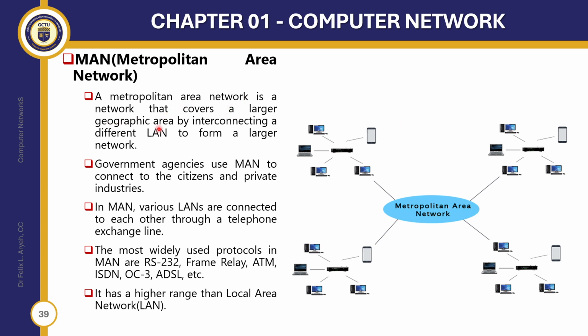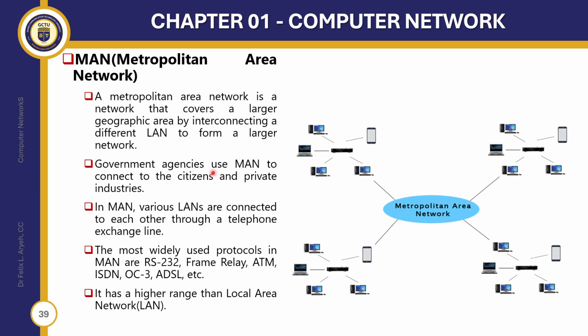Of course, geographical area is key when we try to explain or get to know the type of network that we're working with. A metropolitan area network is a network that covers a larger geographical area. For the PAN, it was just 10 meters. For the LAN, it was about 100 meters within a building and so on. But when we talk of metropolitan area network, it spans a larger geographical area.